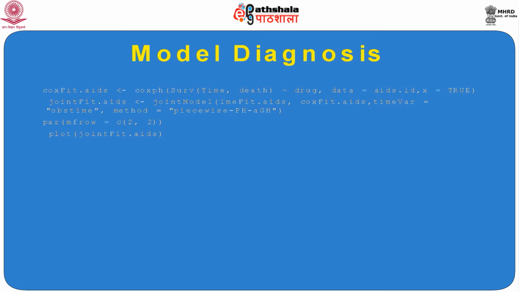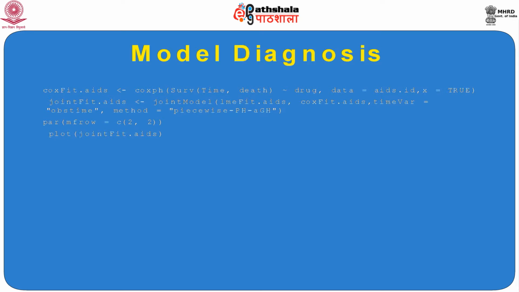Now when we are calling this plot of joint fit.aids, we will see the graphical expression of the data, and we will see the residual plotting as well as the QQ plotting, and how this data is suitable for a parametric approach. The basic intention of using two functions, CoxFit.aids and the earlier LMEfit.aids, in one single function, that is joint model, is to run both survival as well as longitudinal repeated measurements at the same time.